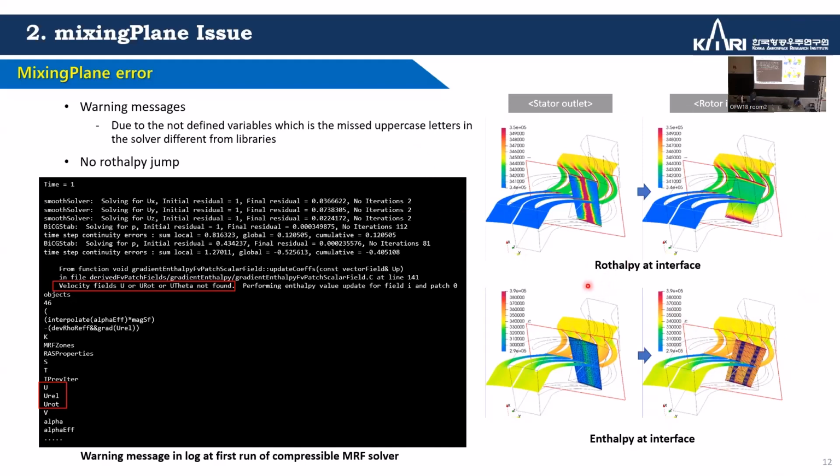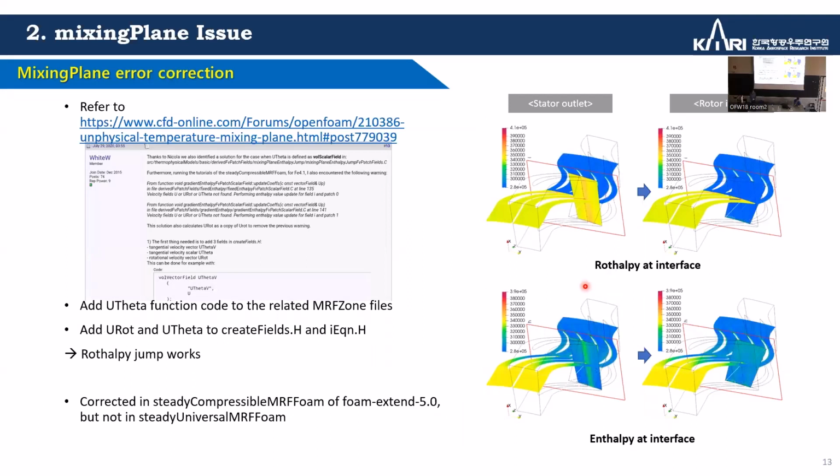So the result was a wrong answer. But fortunately, in an online forum, some user had already made a solution. I just followed this instruction, made the code correctly, and could run the mixing plane problem correctly. So here the rotating jump worked correctly, and the enthalpy or temperature is calculated continuously.